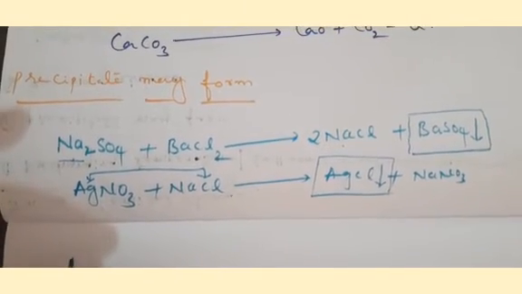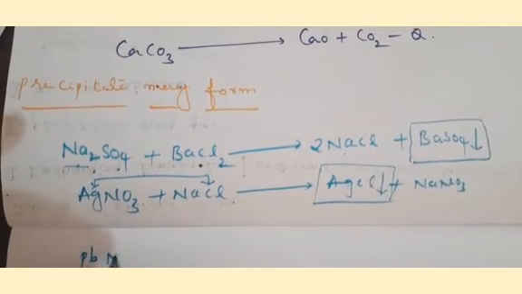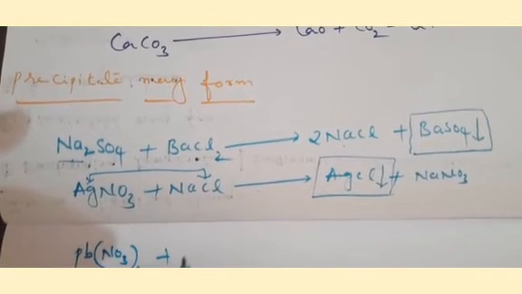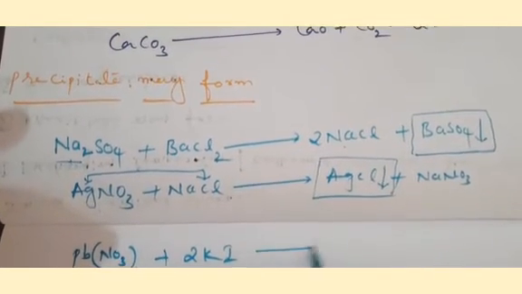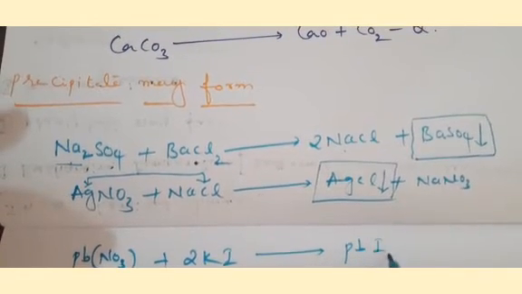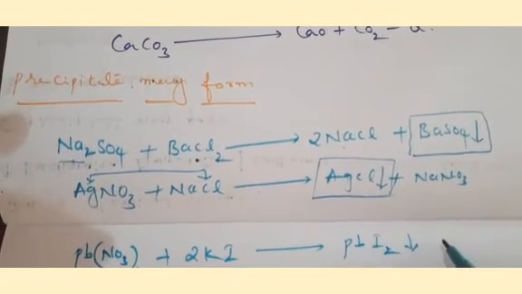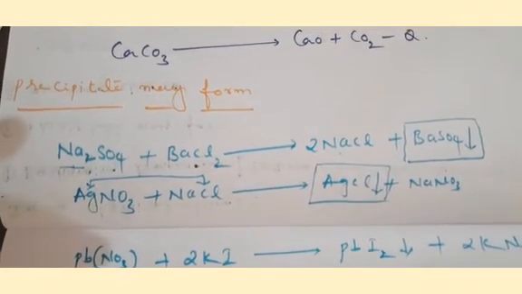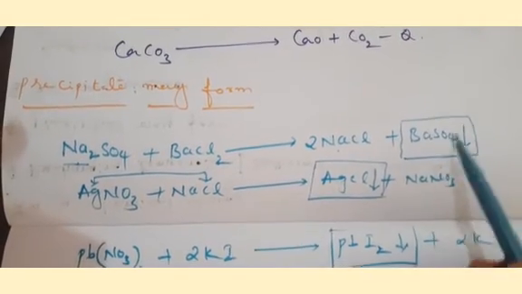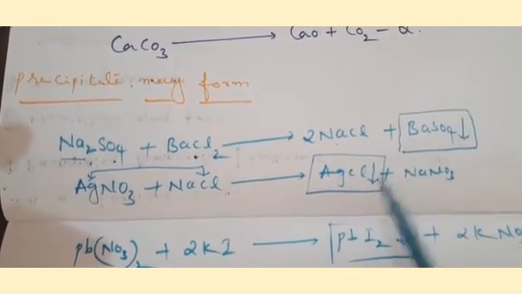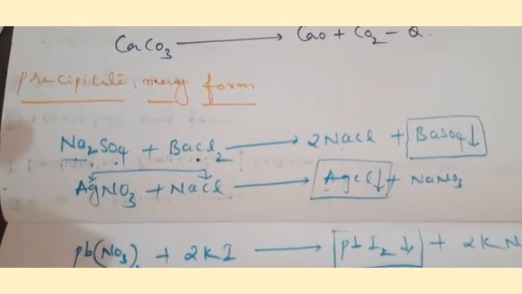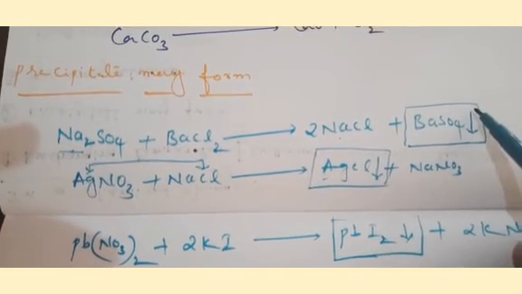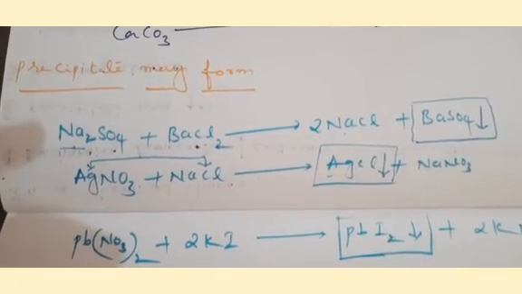And when lead nitrate solution is treated with potassium iodide, I will get lead iodide precipitate plus potassium nitrate. So here the color of the barium sulfate is white, silver chloride is also white, and lead iodide is yellow. So the downward arrow mark indicates the precipitate is formed.